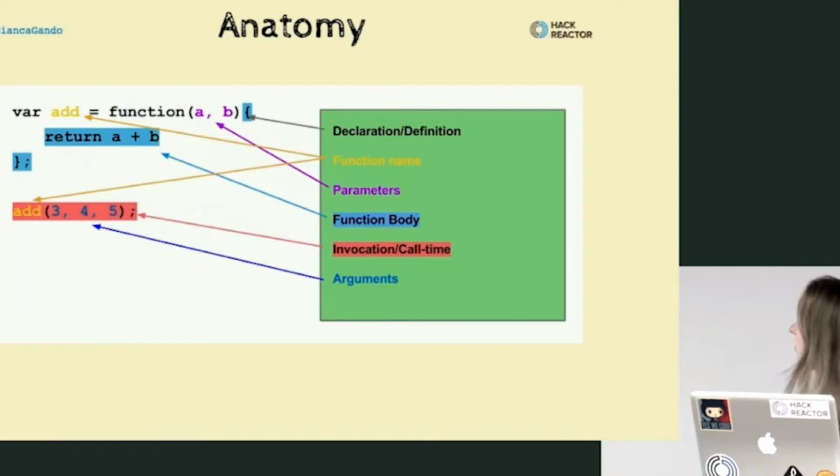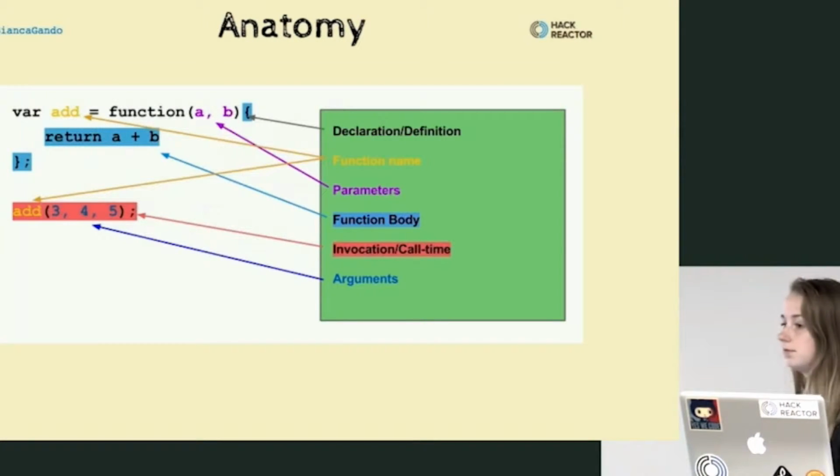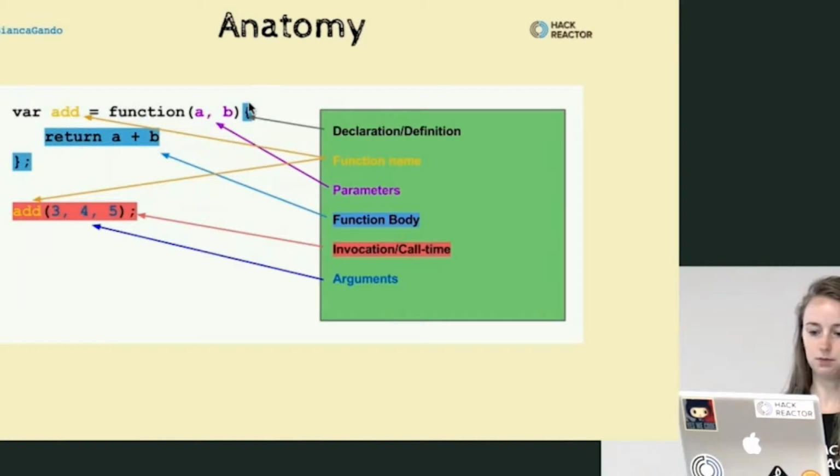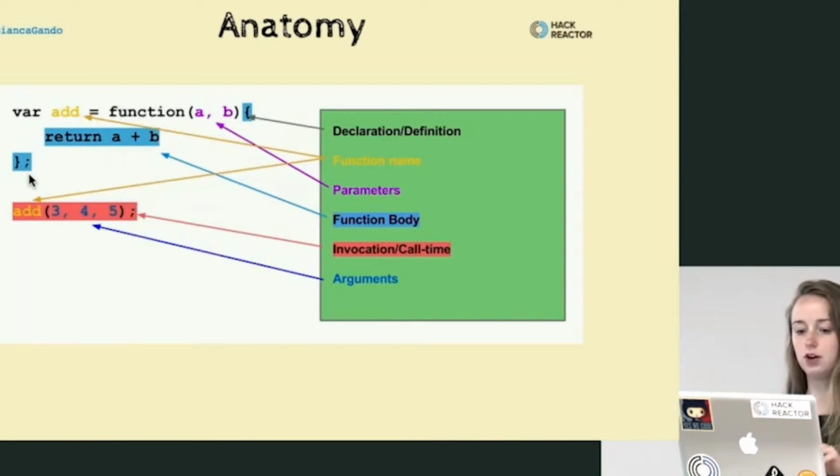Joe? It's the actual commands that get executed as part of the function. Yeah, so the function declaration starts with the keyword function, and it follows through to the bracket. So it contains the keyword function, the parameters, and the function body.